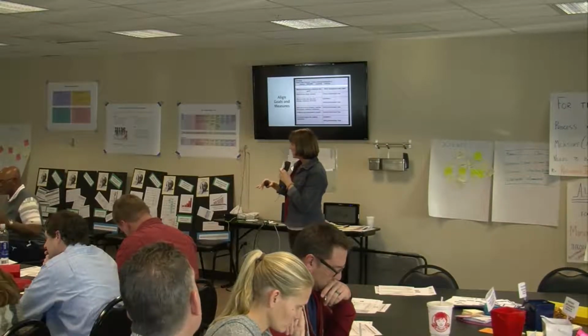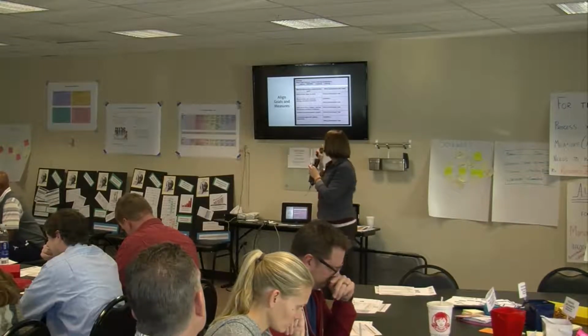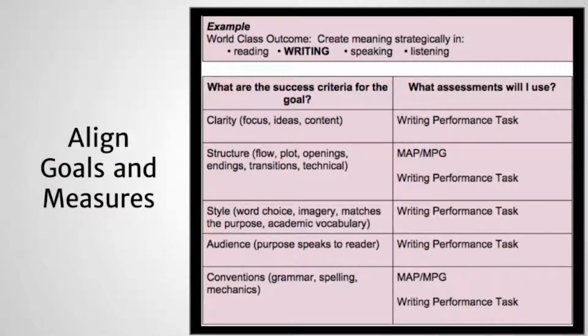But if you look at the example, it says create meaning strategically in writing. My success criteria are listed on the left: clarity, structure, style, audience, and conventions. And if I am using only MAP data, I am assessing structure really well. I'm assessing conventions really well, but I have missed 3 of my 5 success criteria. So now what? I go back into my toolbox, my assessment box, and I say, what do I have that can be used to assess the rest of these? What can fill in the blanks?